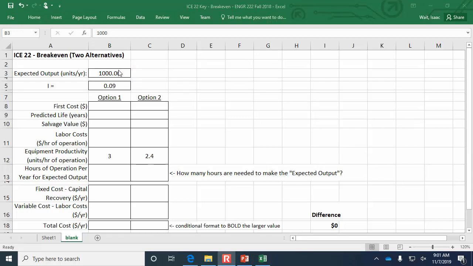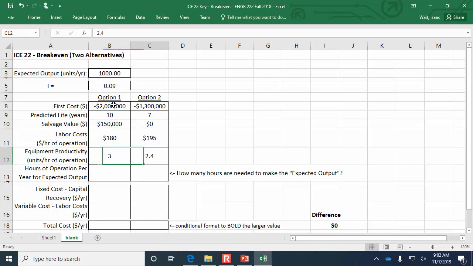Okay, so if we're making 1,000 units per year, the assignment says the first cost for option 1 is 2 million, so we have to put in negative 2 million because it's an outflow, whereas manual control is 1.3 million. Okay, the predicted life is 10 years versus 7 years. Salvage. So I'm going to have the salvage be positive, whereas the cost was negative, because they're in opposite directions. The labor costs are 180 an hour versus 195 an hour.